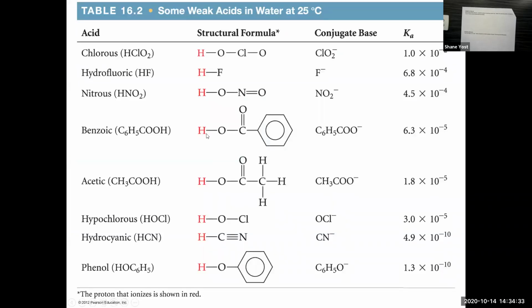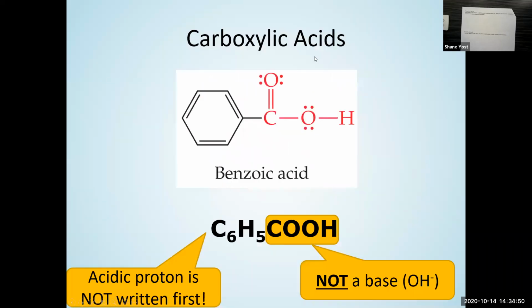So here I'm giving some examples of weak acids: hydrofluoric acid, chlorous acid, nitrous acid. Here I want to make a note on some of these acids, like benzoic acid and acetic acid. For example, for benzoic acid, we'll often write the formula as C, a bunch of stuff, then COOH.